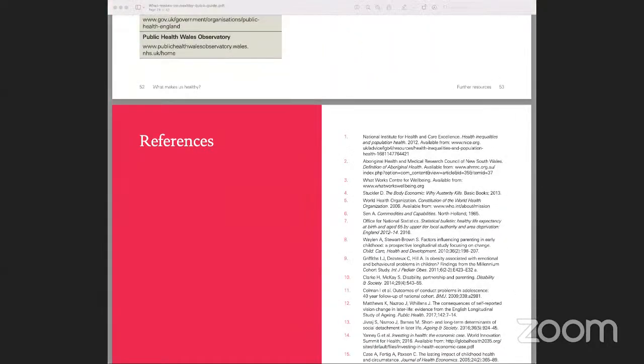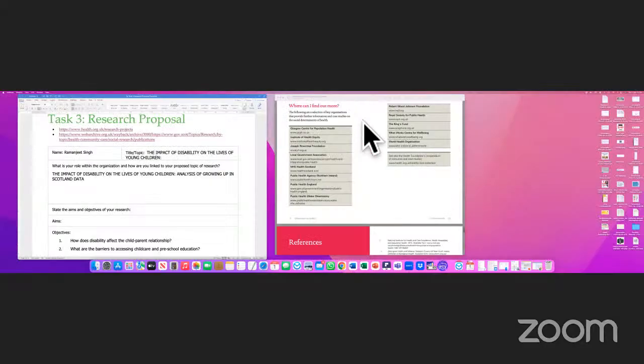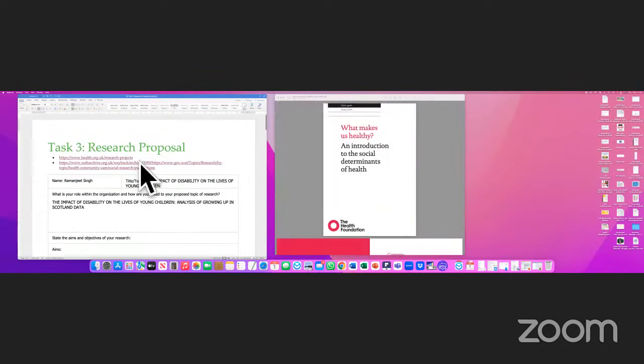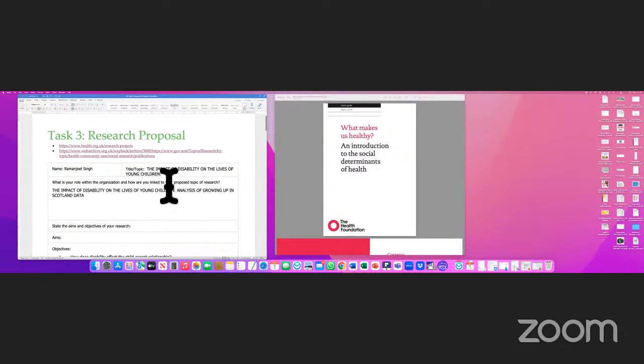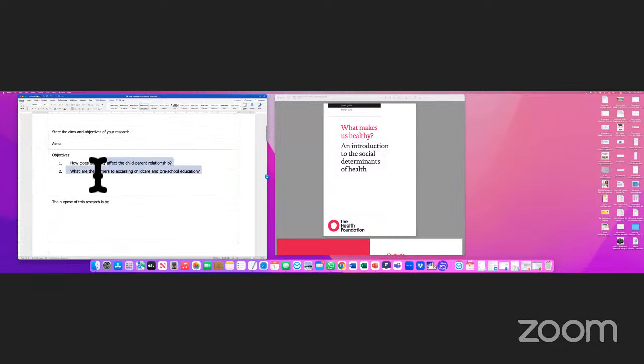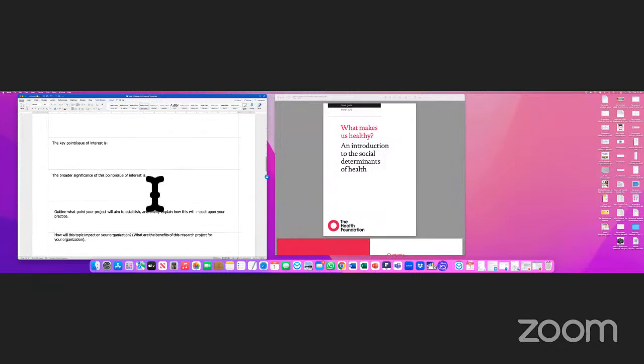Now, how would I go about doing it? Let me minimize all the other documents, and I'm going to show you only two and show you how this is to be done. So if I now share my screen with just the two documents. Here is the report on the right-hand side, as you can see, and on the left-hand side, I've got my research proposal template. The first thing I'm going to do is delete all this in the template that you've got on Moodle, and I will make it blank.